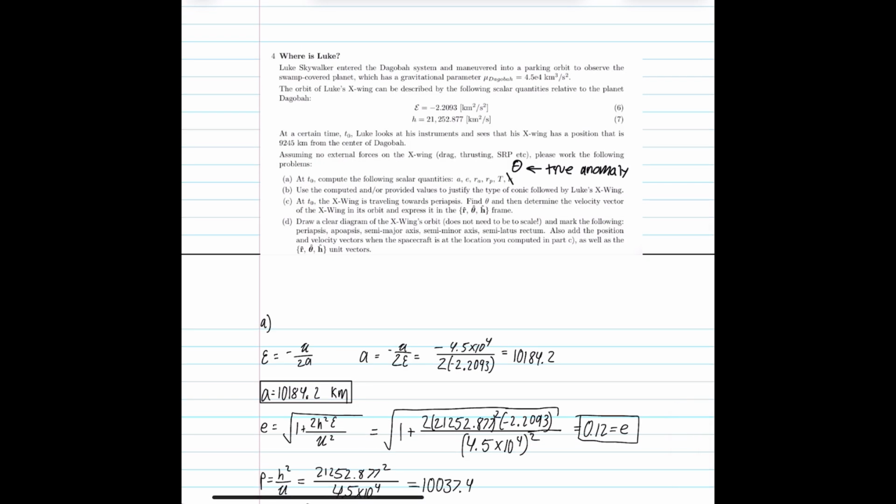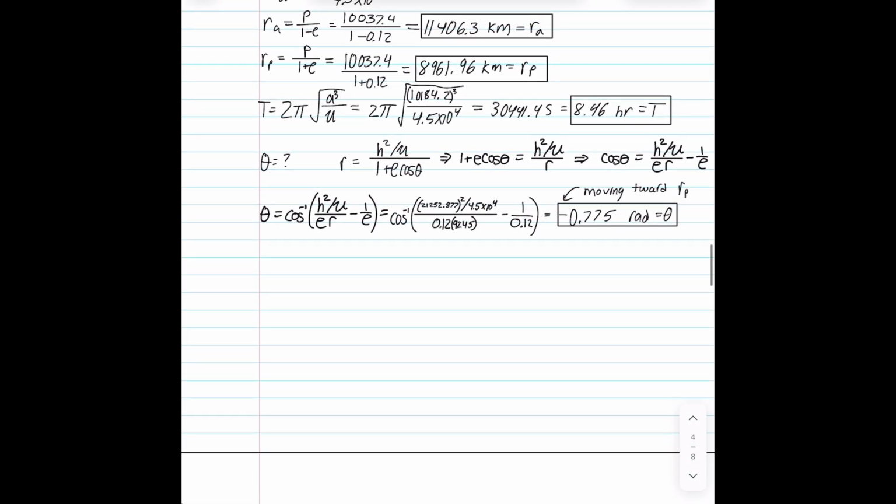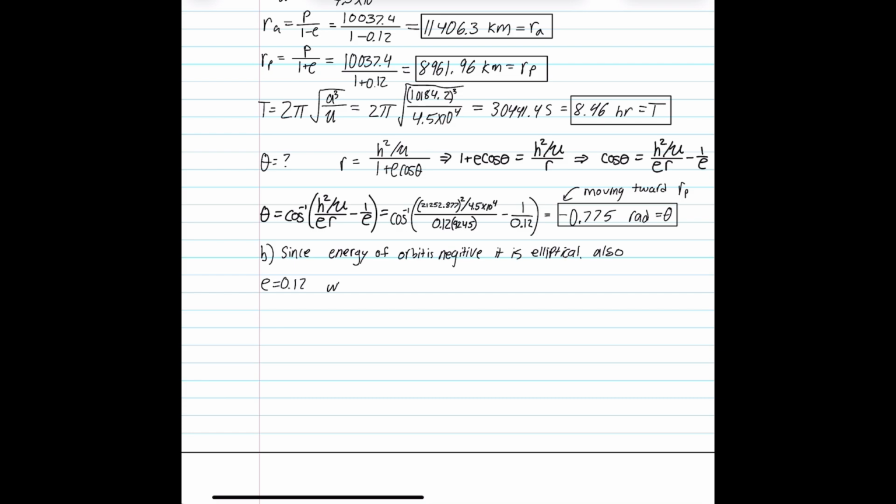Okay, so part B. Now we need to justify which type of orbit it is, what conic section. So since we know that the energy of the orbit is negative, and elliptical orbits have negative energy, it is elliptical. But we also know the value of e, it's 0.12, which is between 0 and 1. So that means it's elliptic also.